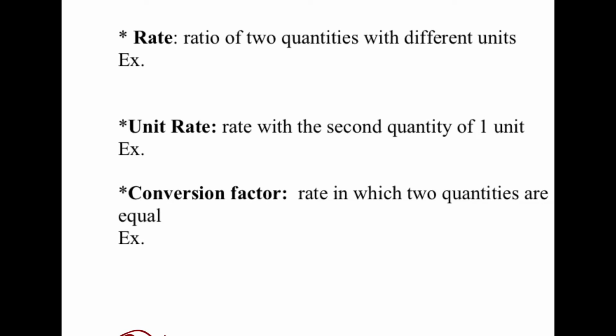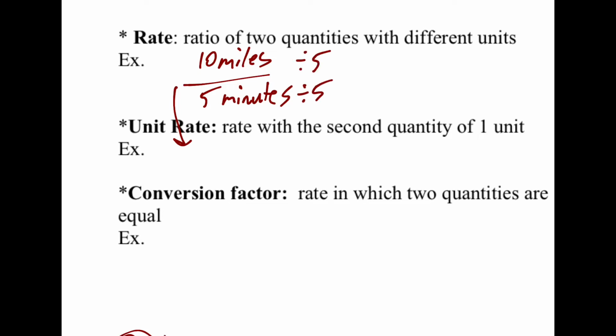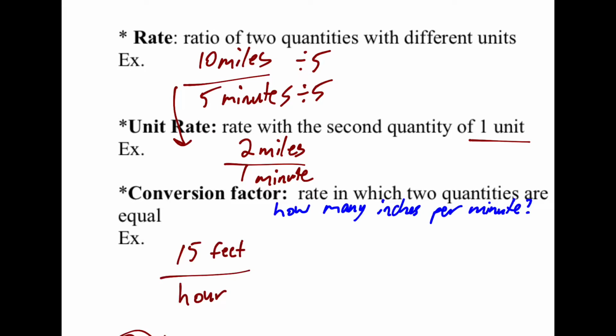Other parts of ratios are things called rates. These are things like 10 miles per 5 minutes. We have two quantities with different units. And if you wanted to find the unit rate, you would take one of these rates and modify the fraction so that the bottom number is 1. So here maybe I'll divide the top and the bottom by 5. And you'll find that I am traveling at 2 miles per 1 minute. And it's the unit rate because it has a quantity of 1 on the bottom.